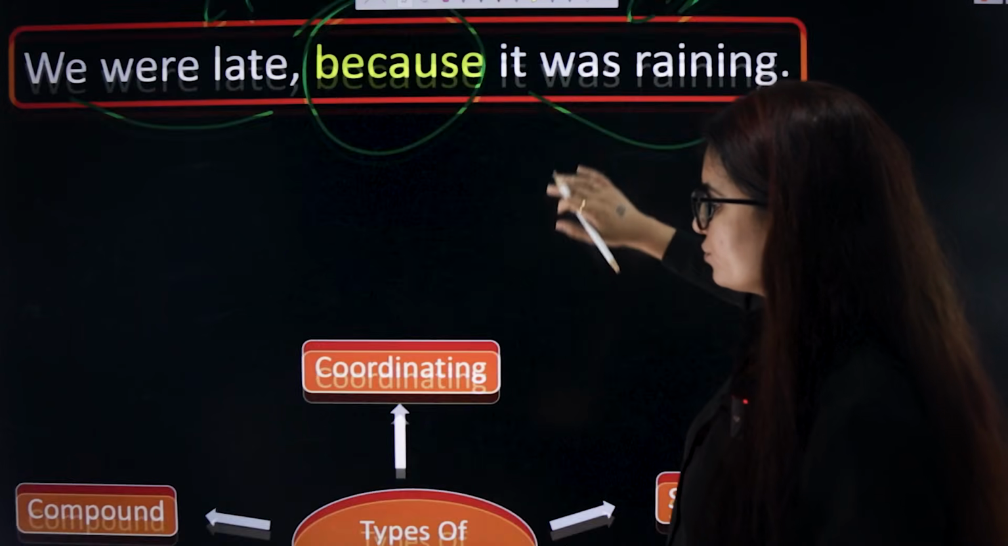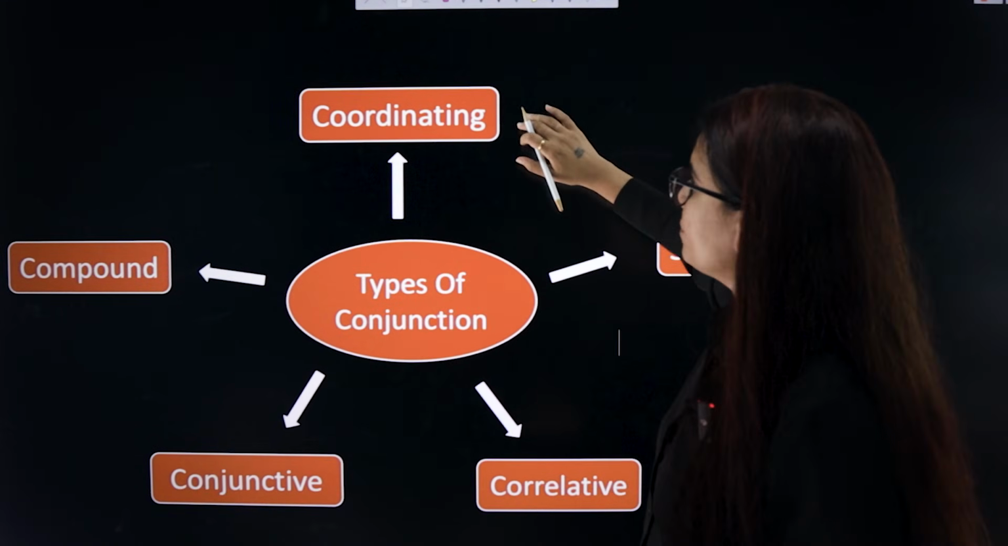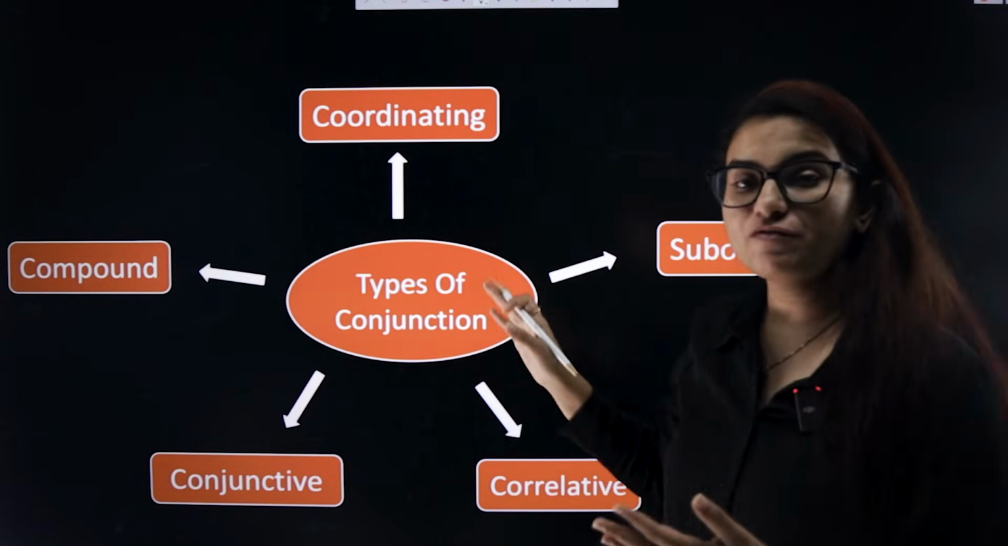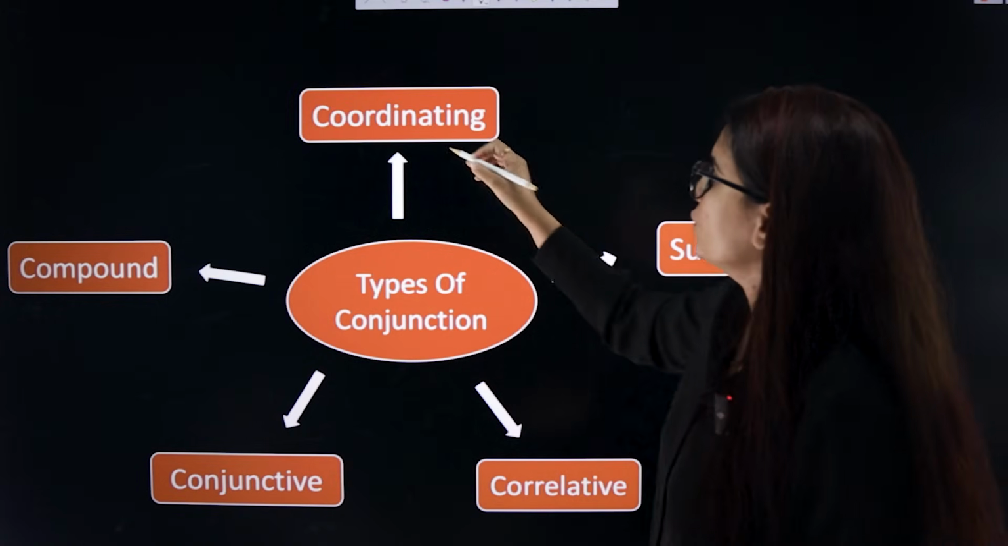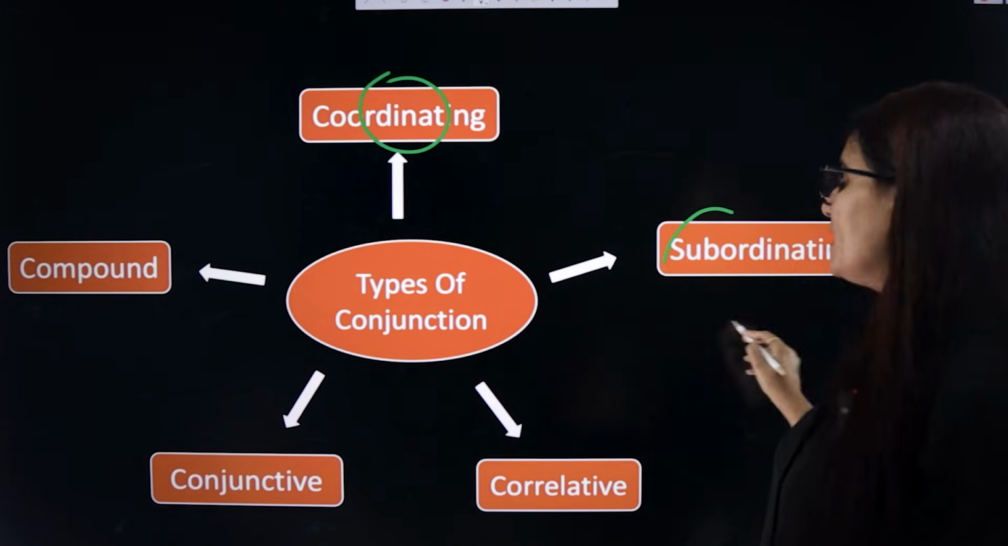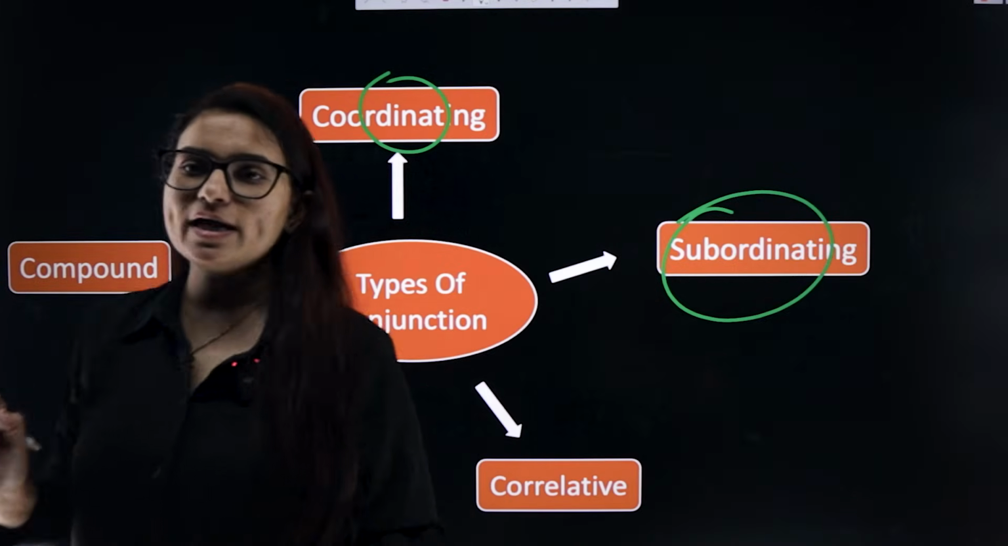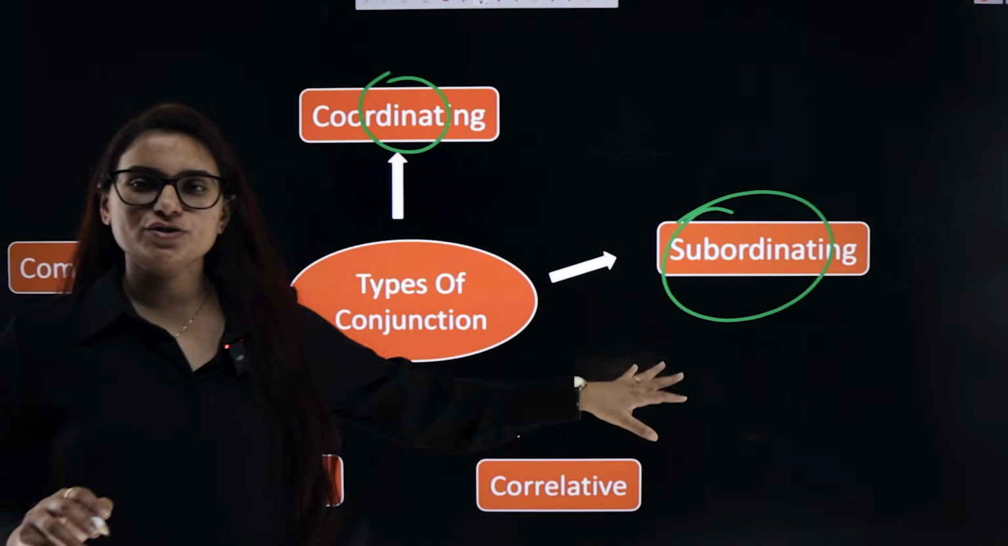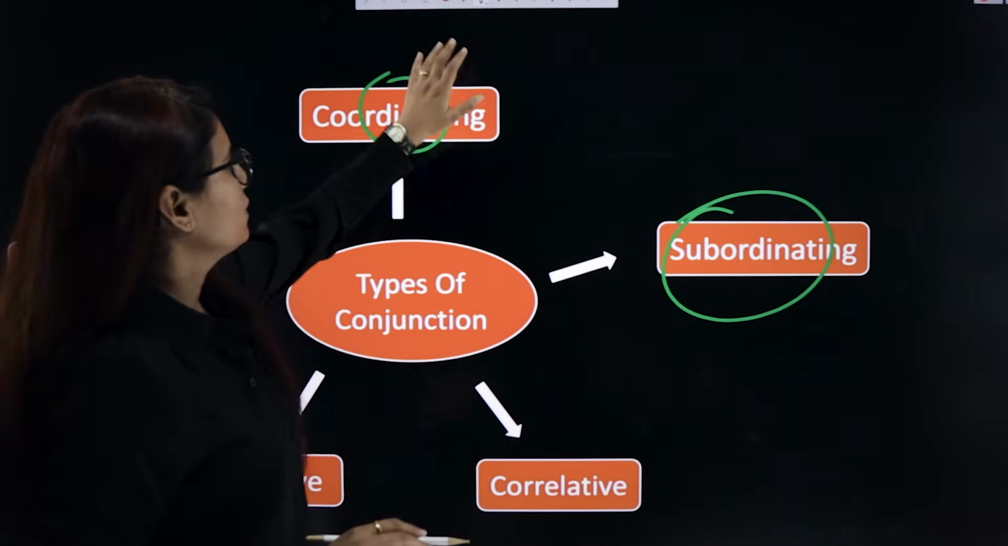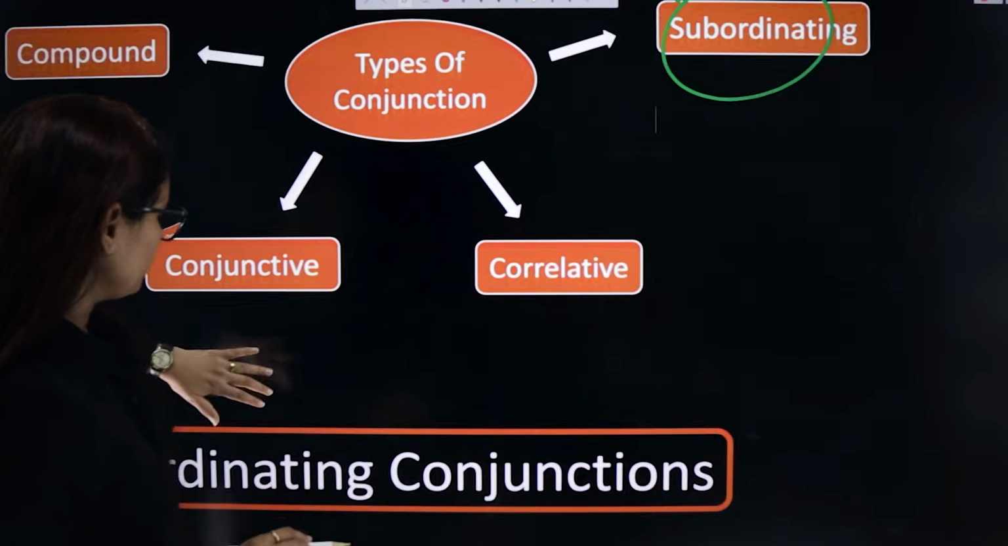Let's move on to the types of conjunctions. In the previous video, we had already talked about 5 kinds, but in today's video, we'll be only focusing on coordinating and subordinating. If you could understand coordinating and subordinating conjunctions properly, you have done a wonderful job. Let's talk about these two.